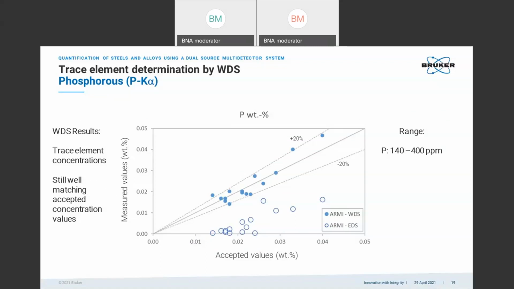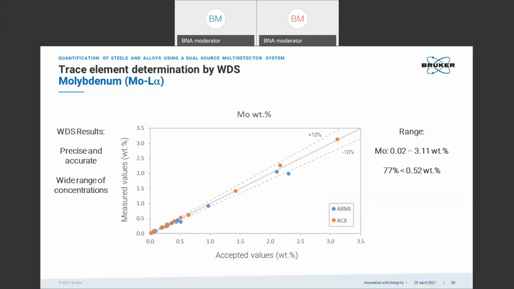I forced it to see something, but as you see here with the open circles, EDS is not determining the phosphorus well, but WDS with the solid points is determining phosphorus well. So there's a good correlation between the measured values and the accepted values. Phosphorus, even in that low concentration, is of high interest for the steel industry. So if you want to determine it, use the WDS.